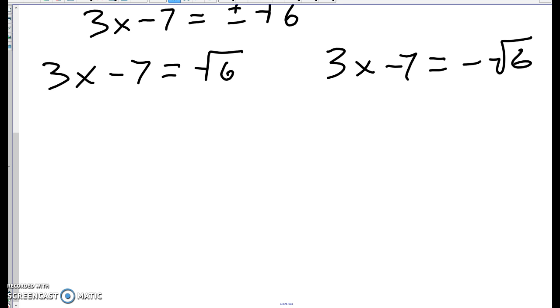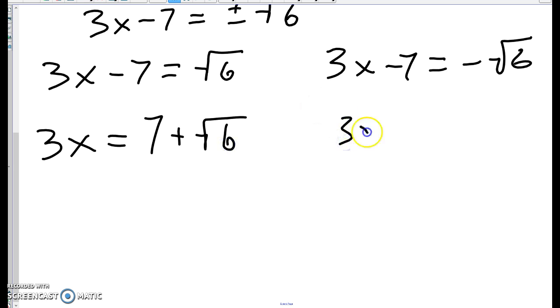So we're going to still add 7 to both sides, and we're effectively just moving that 7 over, and it's becoming positive. So it's now 7 plus the square root of 6. And over here, 3x is 7 minus the square root of 6. Again, we've just added 7 to both sides. And the same thing, like you would with any equation, you're dividing by this 3.